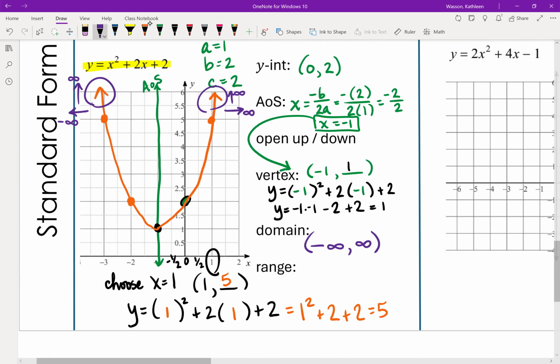vertically. The range at my vertex I have either the highest or the lowest point. This one opens up. So I have a lowest. My range describes the y's from lowest to highest. So my graph is drawn from 1 to infinity. And at 1, I put a square bracket because this is a solid line. It's an equation. It's not an inequality. There's not a hole here. And I have a solid line, so this is closed.